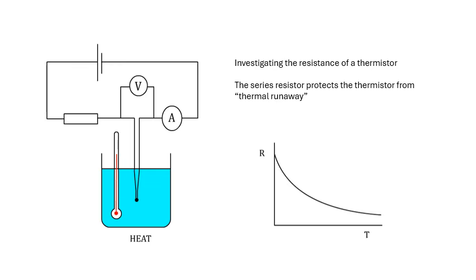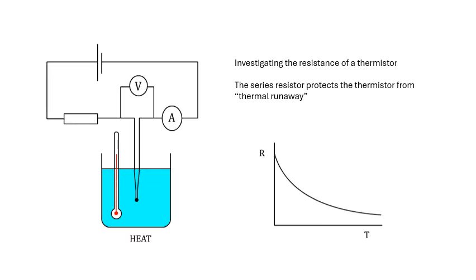This is an experiment you might do, and it's investigating the resistance of a thermistor. Pretty straightforward if you look at the diagram. And basically we're changing the temperature. The thermistor's in a water bath. Obviously it's well insulated. And there's a thermometer in there, so we can measure the temperature and get the resistance of the thermistor and plot a graph.